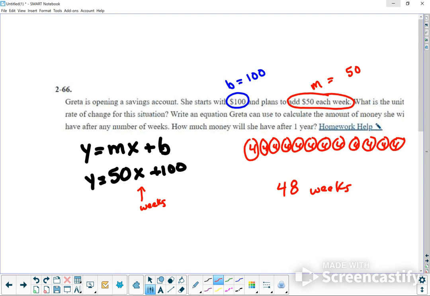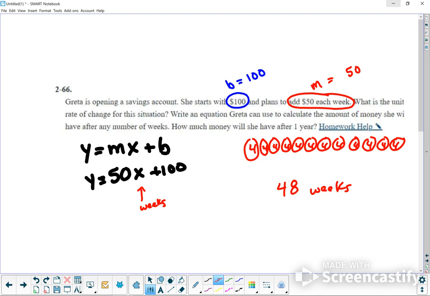So 4 times 12 is 48 weeks. I thought there were 52 weeks in a year. Well, there actually are. Some months are a little longer than 4 weeks, but roughly 4 weeks a month. So it comes out to be 48 weeks. You can use 52 if you want, but I'm going to use 48. So how much money would she have after 1 year?